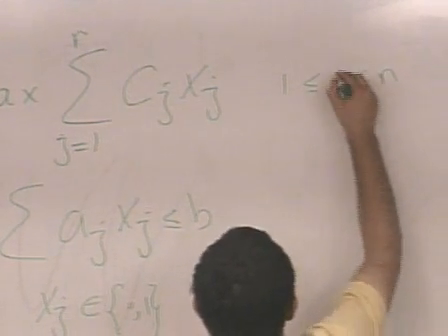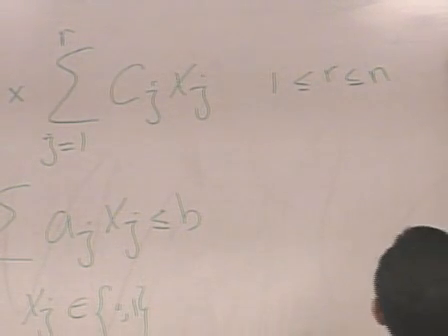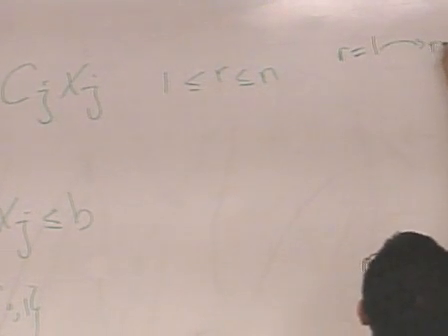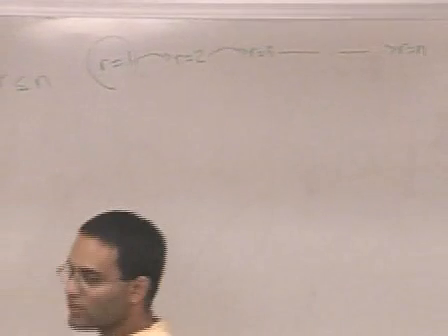Okay. So I'm going to solve this problem for r equals 1, and then knowing the solution for this, I'm going to solve it for r equals 2. Then knowing the solution for this, I'm going to solve it for r equals 3, up to r equals n. And I think everybody agrees that solving it for r equals 1 is not a hard problem.